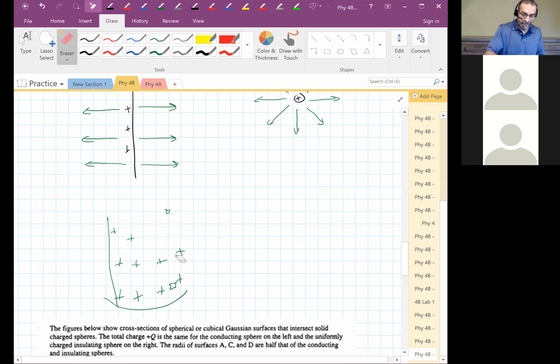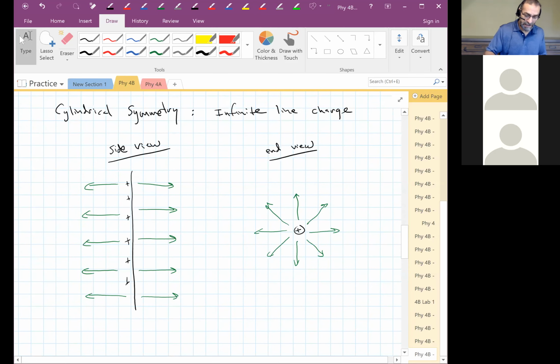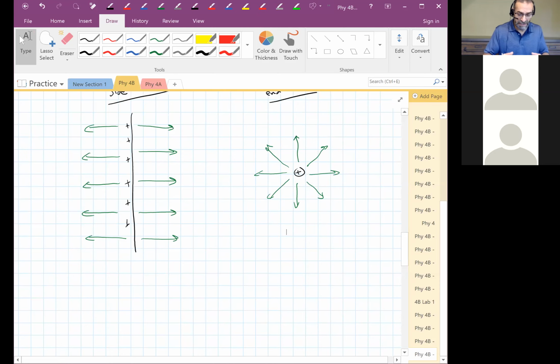I've simplified it by making it a line charge, but the technique for solving it using Gauss's law is the same if it's a line charge or a cylinder with a radius. It doesn't matter. It still has cylindrical symmetry. So we want to put our cylinder in here, our Gaussian surface. We want to know what's the electric field at some point a distance r away from this line charge, right? So what's the electric field here, right?